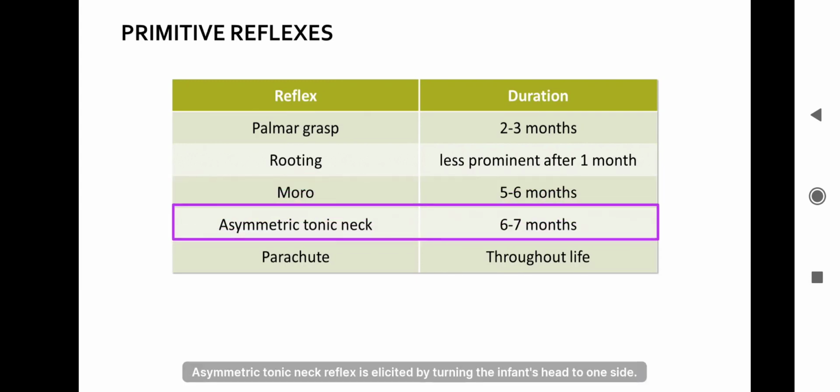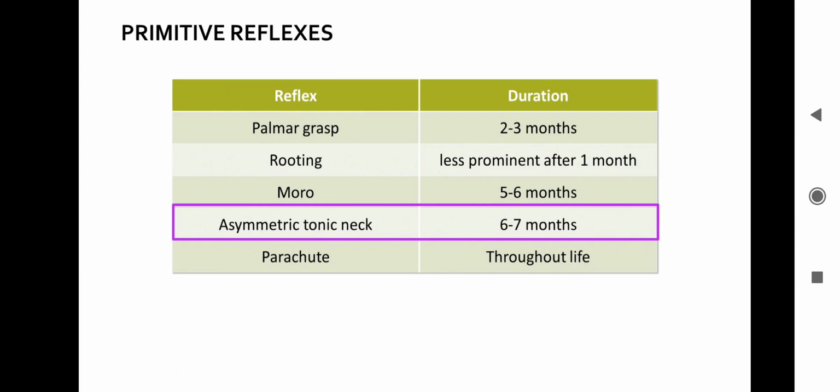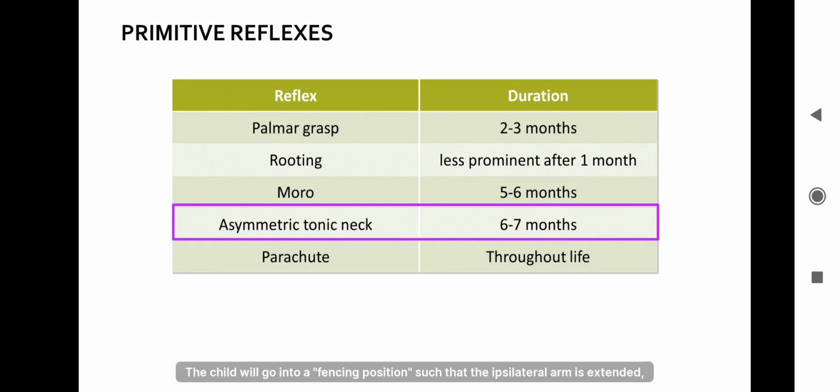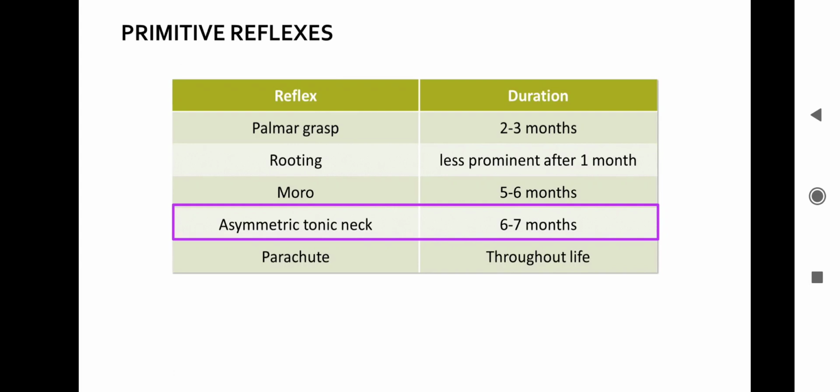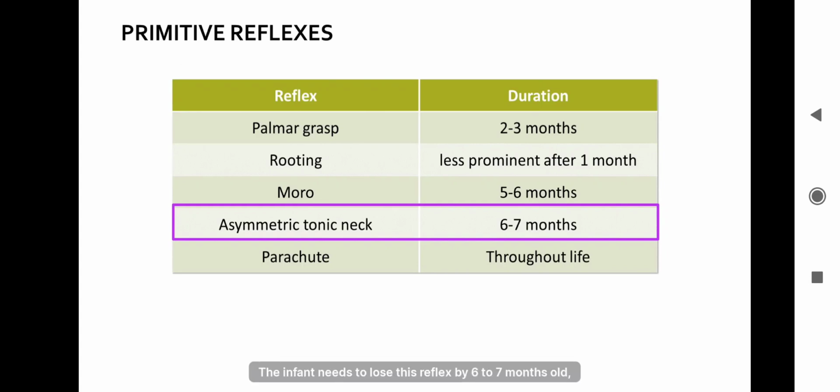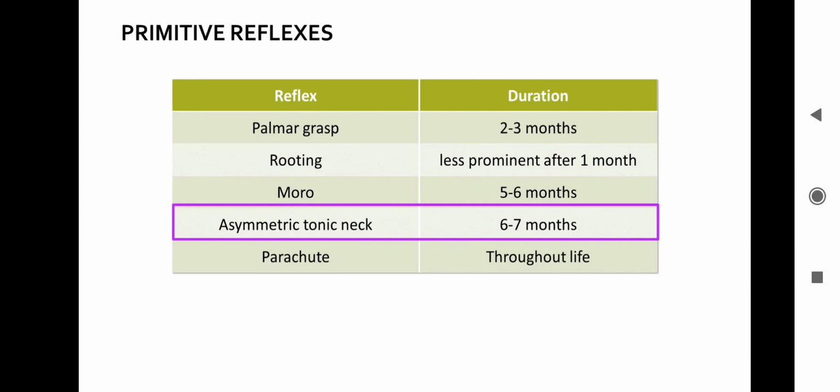Asymmetric tonic neck reflex is elicited by turning the infant's head to one side. The child will go into a fencing position such that the ipsilateral arm is extended while the contralateral arm is flexed. The infant needs to lose this reflex by 6 to 7 months old so that the infant can voluntarily turn the head and use the arms across the midline.